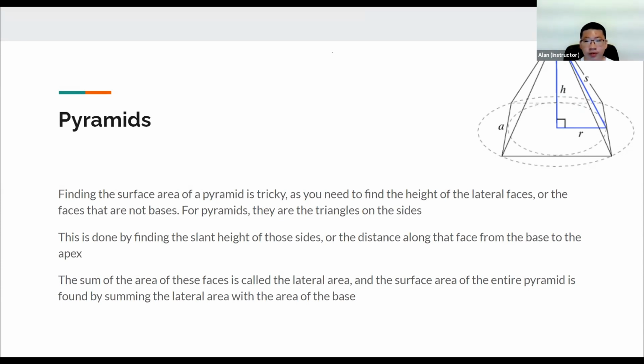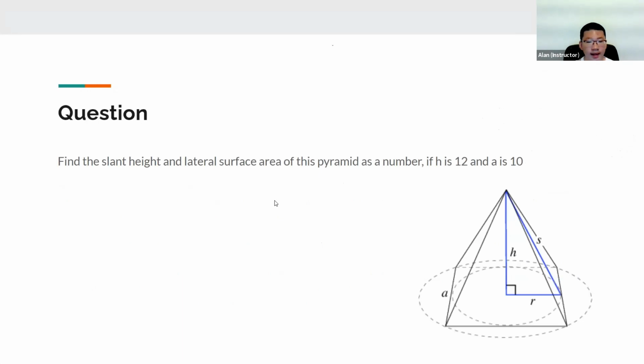So if you notice this right triangle, it's a pretty big hint as to how you would be able to find the height of these triangles, or the slant height. And then for the base of the triangle, you would just use the side lengths of the base of the pyramid as a whole. So here's a question. Find the slant height and lateral surface area of a pyramid, as a number, as in don't include any variables in it, if the height is 12 and the side length, or A, is 10.